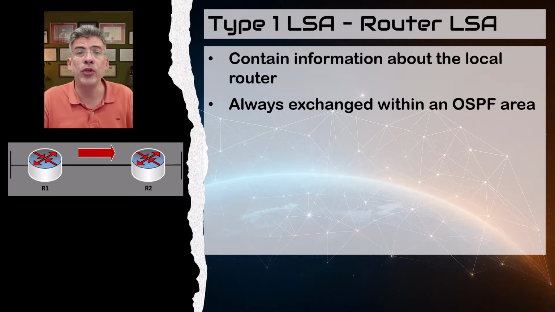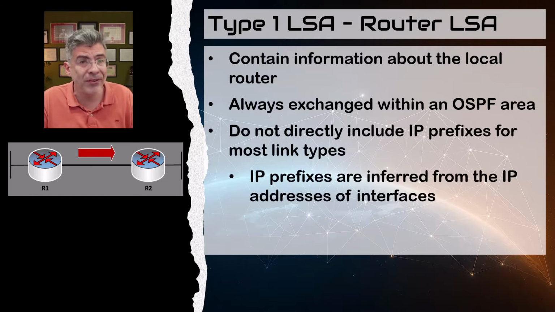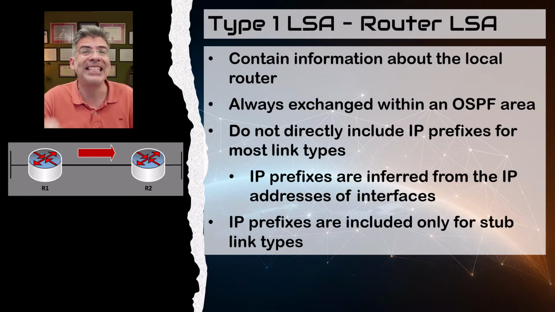Type 1 LSAs do not directly include IP prefixes for most link types. The network prefixes are inferred from the IP addresses of the interfaces that are shared as link IDs within the Type 1 LSAs. Now, the only exception to this is when an interface is a stub network, as described before. In that case, the IP prefix is included in the Type 1 LSA. Again, this is unrelated to whether the OSPF area is a stub area or not.